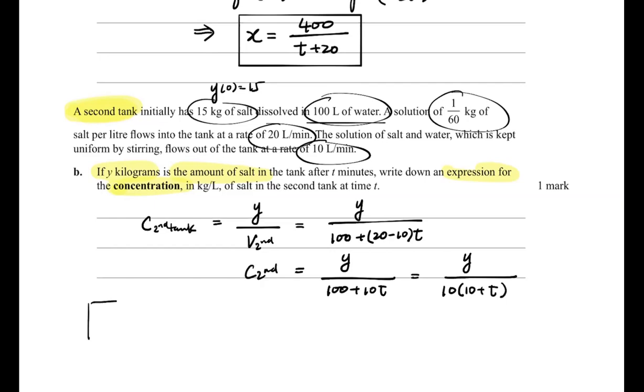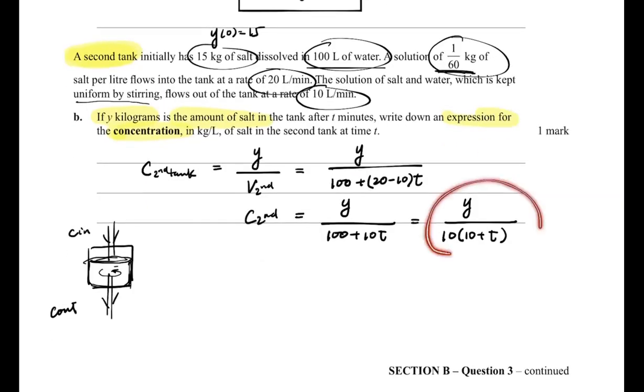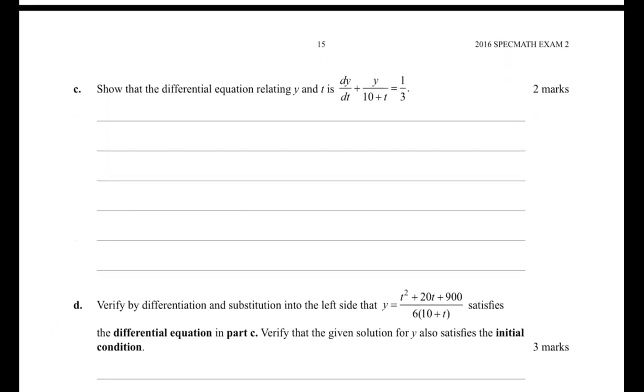And remember in the second tank, concentration in is this guy here. Concentration out is the concentration of any amount of salt in the tank. It's being kept uniform by stirring. Okay? So this guy here is my concentration out. Now, we want to show that the differential equation relating y and t is this guy here.